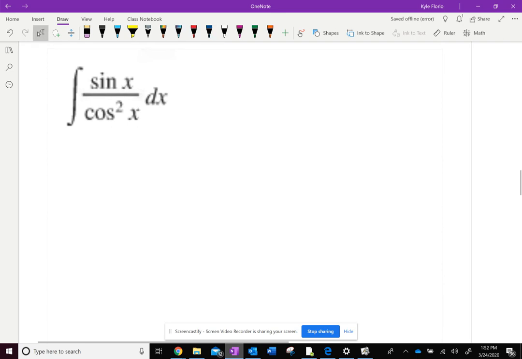This one can get a little tricky. Sine over cosine, that's not a rule, and I can't just take the integral of the top and bottom and say that's my answer. We have a quotient. I'm going to see if I can rewrite this to something that looks a little bit more familiar.